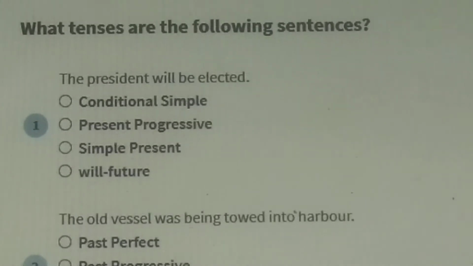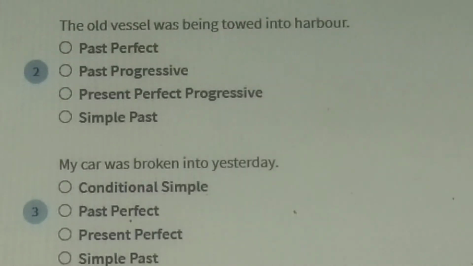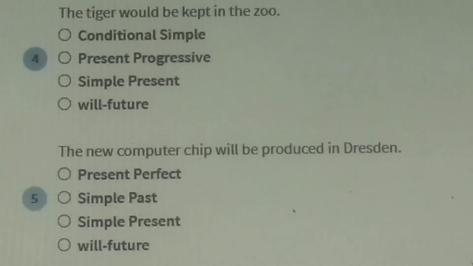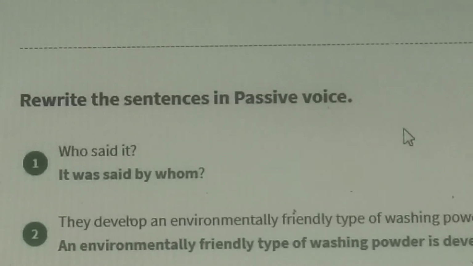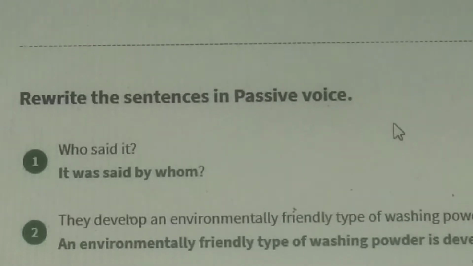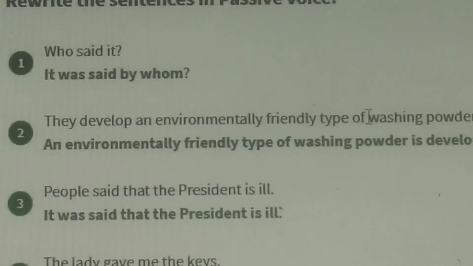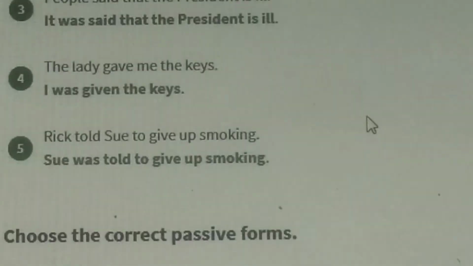Write down. Don't forget to write down, children. So that's the second one. Third one. Look at that. The fourth and the fifth, children. Please note down and take the correct answer, children. The answers. Rewrite the sentences in passive voice. I hope you got the answers correct, children. Look at that. The third, the fourth, and the fifth one, children.